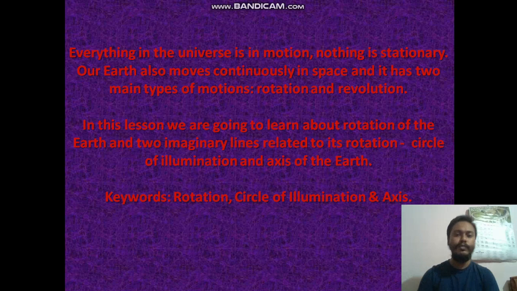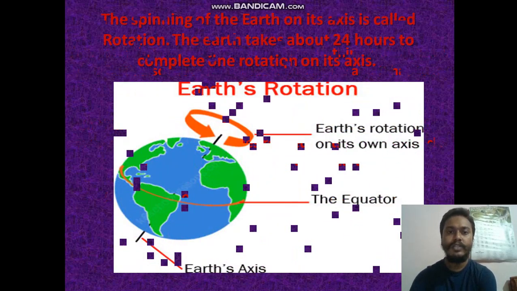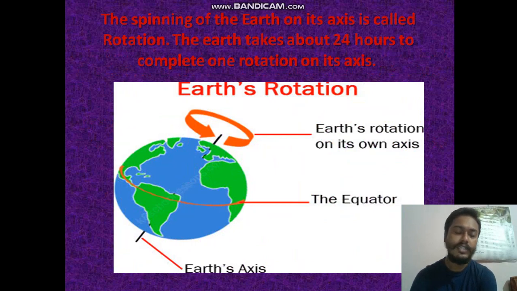Today in this lesson we will be learning about the rotation of the earth and two imaginary lines related to this rotation: circle of illumination and axis of the earth. The key words from this lesson will be rotation, circle of illumination, and axis. So let's see rotation. Rotation is very simple. The spinning of earth on its own axis is called rotation.